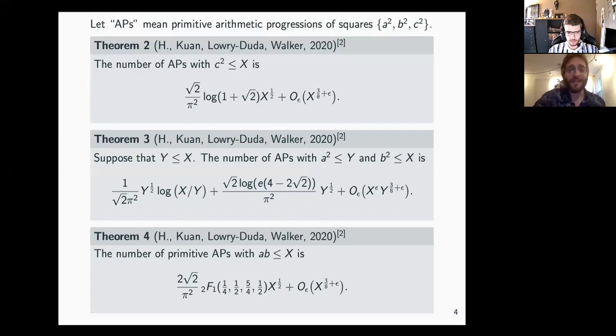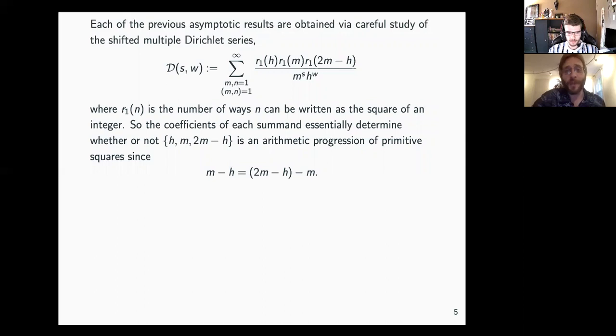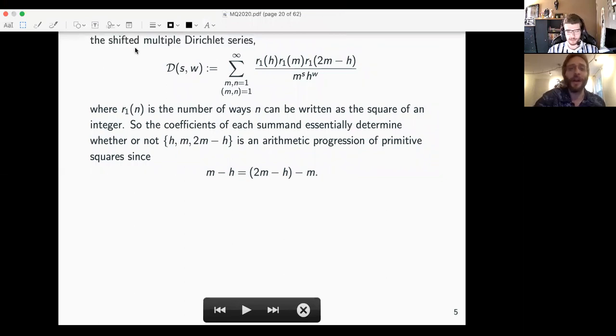So how do we get these? It turns out that we are able to derive these asymptotic results by studying a very particular shifted multiple Dirichlet series given here. So this sum, I don't know if you can see my mouse when I'm drawing over this. Maybe you can, good, all right, excellent.